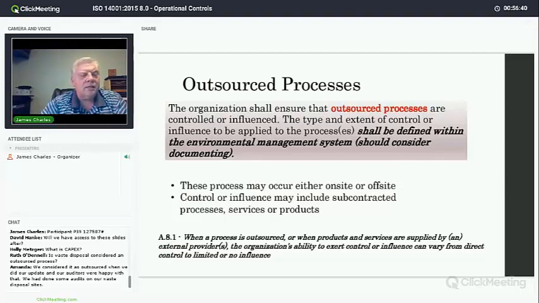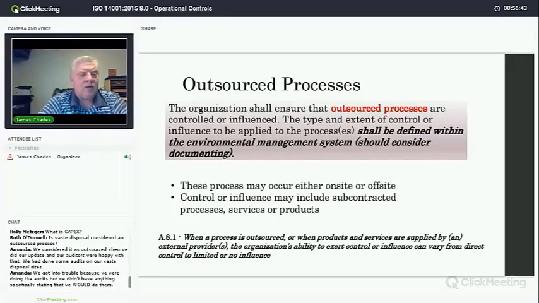It says, is waste disposal considered an outsourced process? Great question, Ruth. And Amanda is chiming in with what they've done. That's great. We consider it an outsourced process. When we did our update, our auditors were happy with that. We had done some audits on our waste sites. We got into trouble because we were doing audits, but we didn't have anything specifically stating what they would do. Okay. Well, Amanda, I think you were off to a good start there, just in the identification of it.